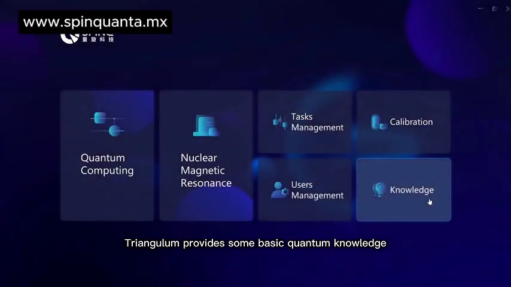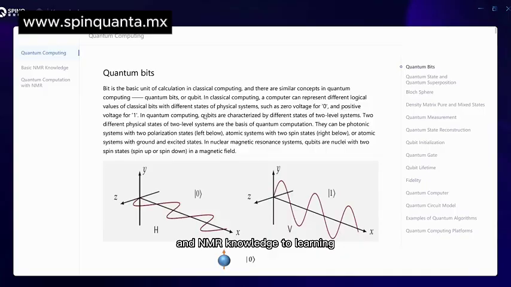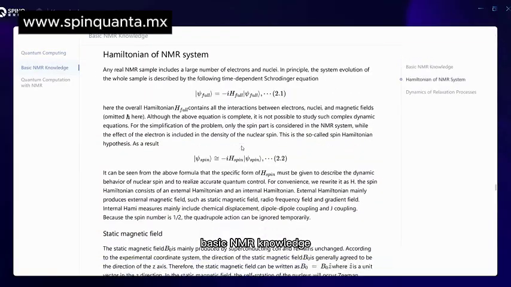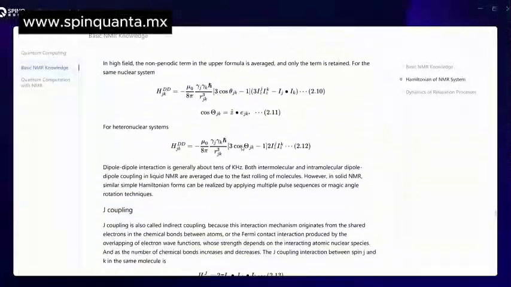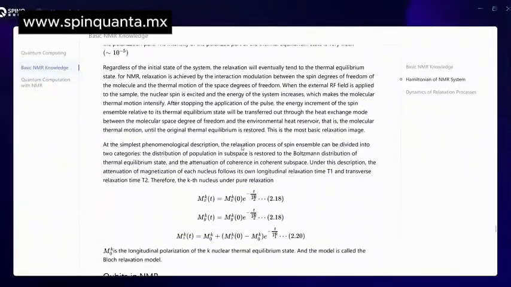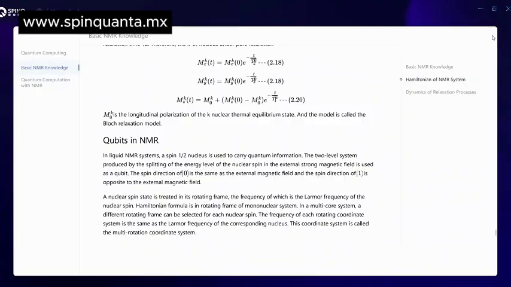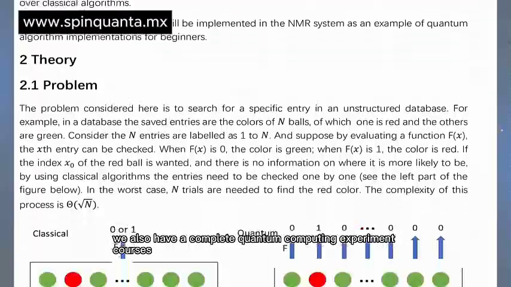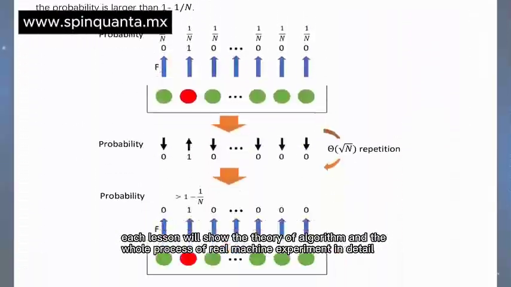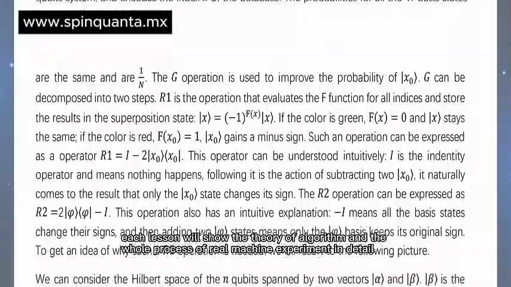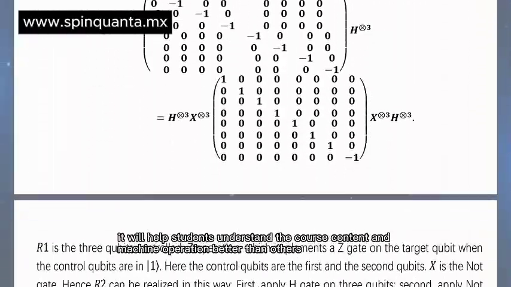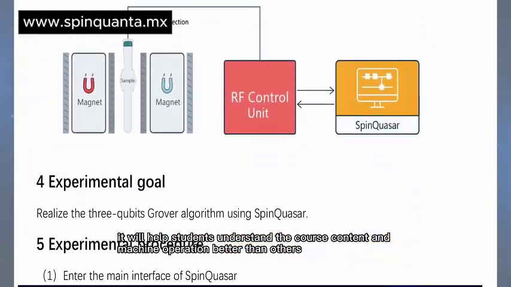Triangulum provides some basic quantum knowledge and NMA knowledge for learning, including quantum computing and basic NMA knowledge. In addition, we also have complete quantum computing experiment courses. Each lesson will show the theory of the algorithm and the whole process of the real machine experiment in detail. It will help students understand the course content and machine operation better.